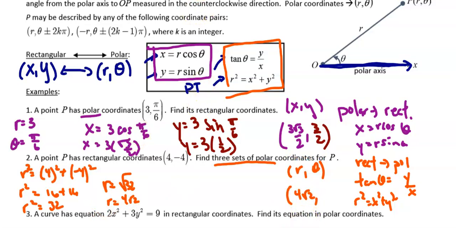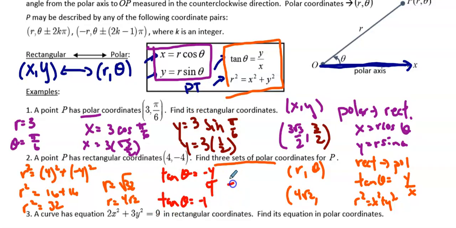And then for theta, we're going to use that tangent of theta is going to be equal to our y coordinate, which is -4, over our x coordinate, which is also 4. So we're going to find that tangent of theta, and I'm so sorry, that is absolutely horrible handwriting. So tangent of theta is going to be equal to -1.